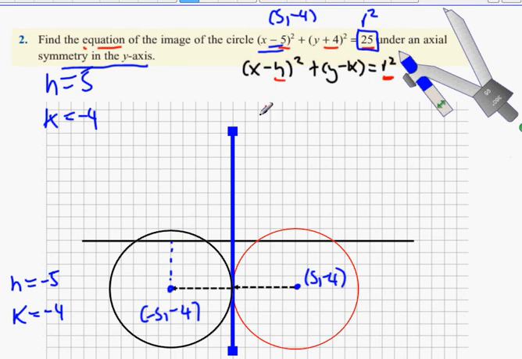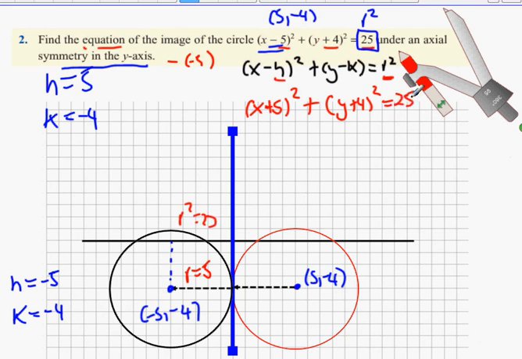So what I'm doing next, guys, is I now know that I have to replace h with −5. So it's going to be (x + 5)² plus, now what's y minus 4? (y + 4)², and what's the radius squared? The radius is 5, so the radius squared is 25, and that's the equation of our new circle.